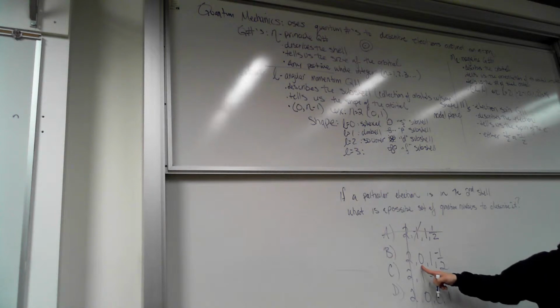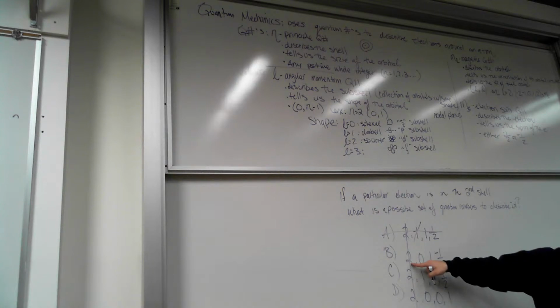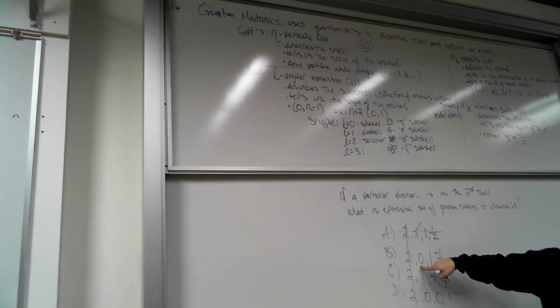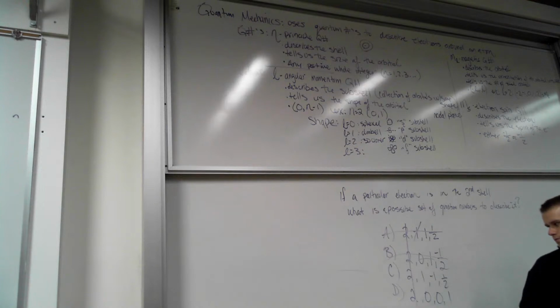Can we have an L of 0? Yes. If we have an n of 2 and an L of 0, can we have an m sub L of 1? No. Remember your m sub L follows your L. So your m sub L goes from a negative L to a positive L. So yes, if our L was different, at the second shell we could have a 1 for m sub L, but we would need a 1 here also for our L. So that doesn't work. So B's out.